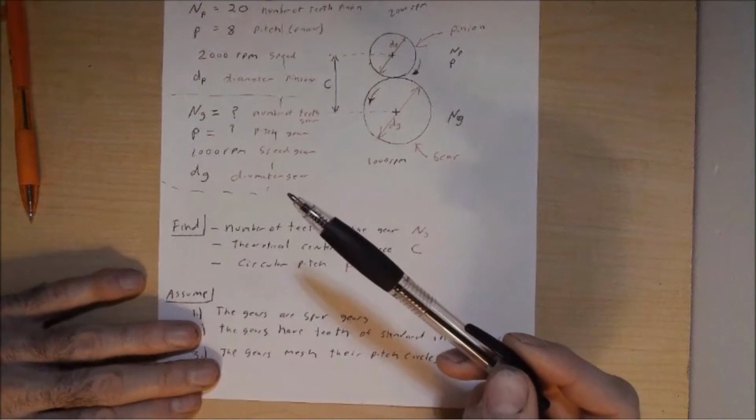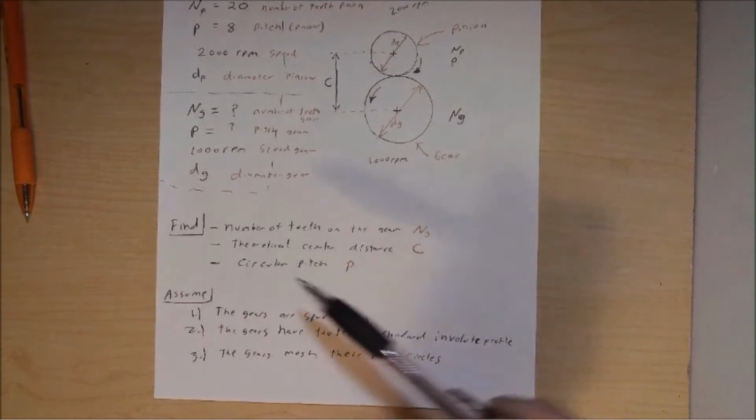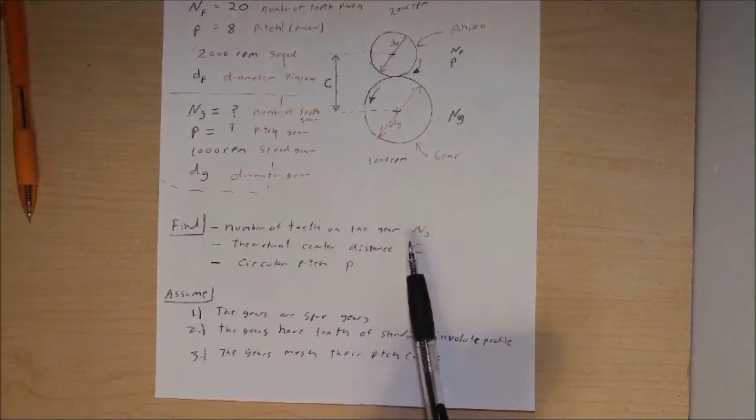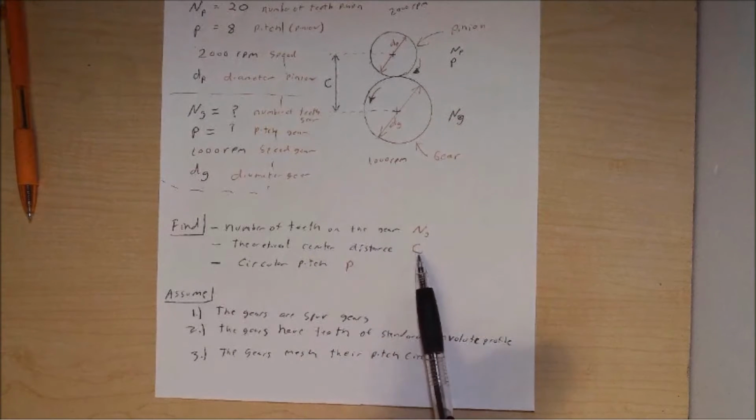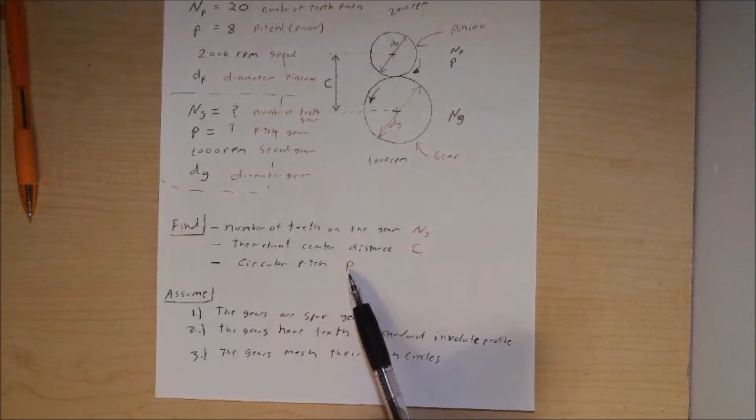Now, there's three different things they ask us to solve for in this problem. They want us to solve for the number of teeth on the gear, my n sub G, my theoretical center distance, C, and my circular pitch, lowercase p. So again, pay attention between upper and lowercase c. Make sure we understand which one we're solving for and which one we're given within the problem.